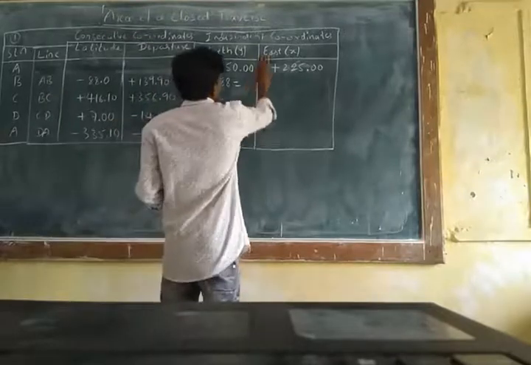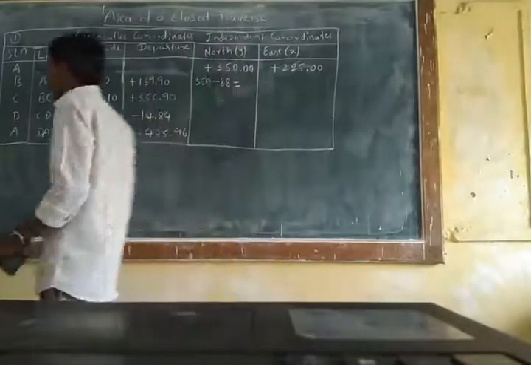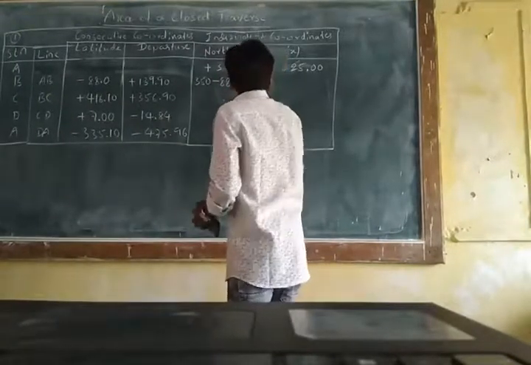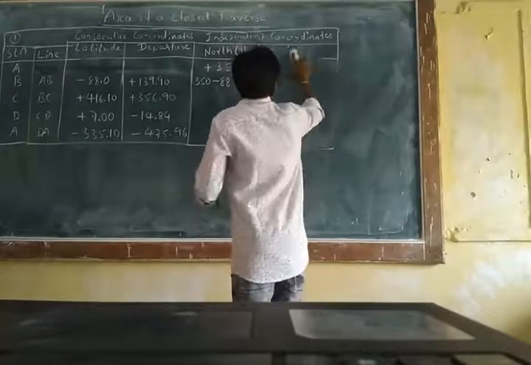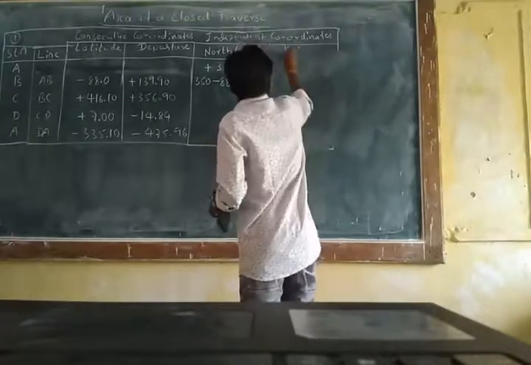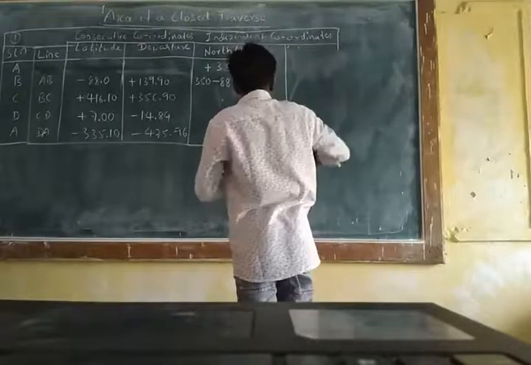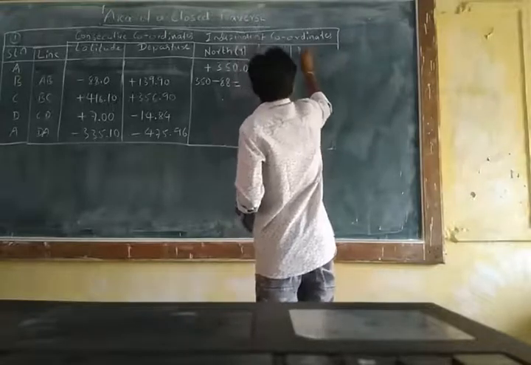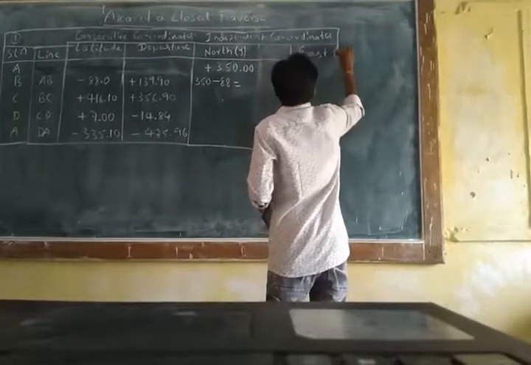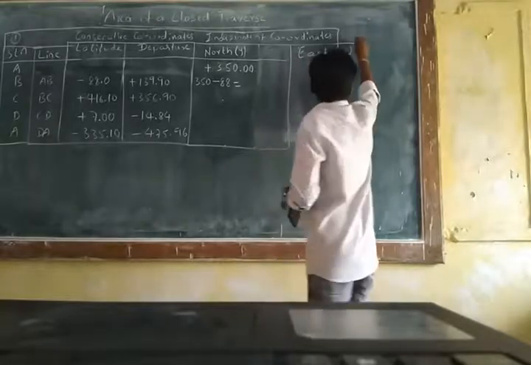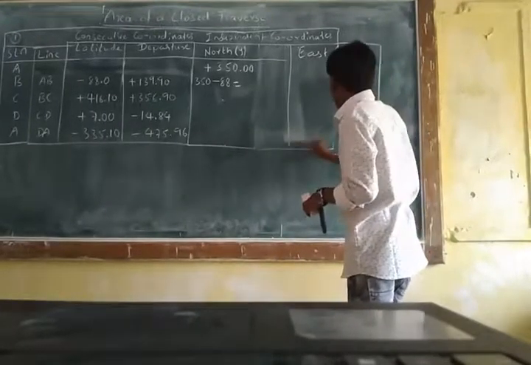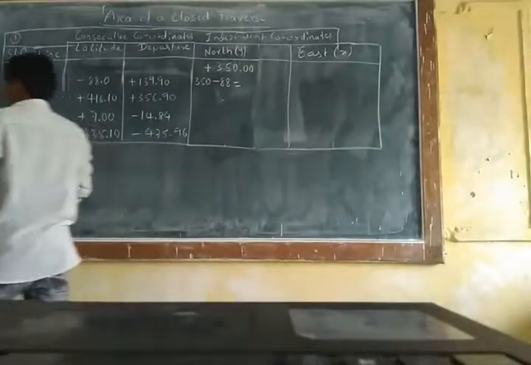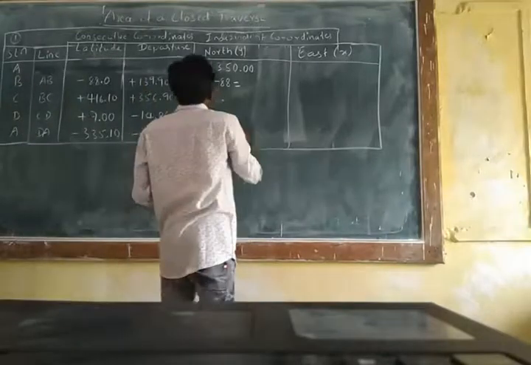For writing purposes I am shifting this column towards the end of the board, as I need some space here to write the answers. Actually this is a very easy problem, but I am taking a little extra time to make you understand. I think I'll use Kannada also. See here, 350 minus 88.